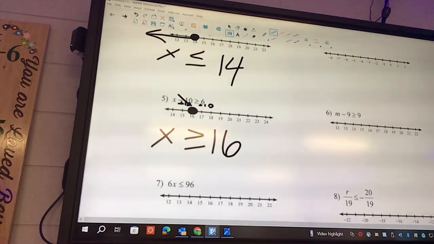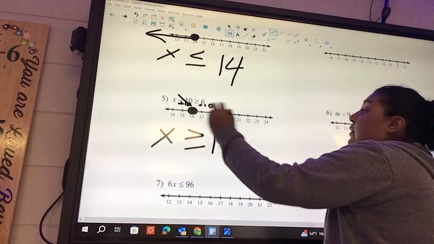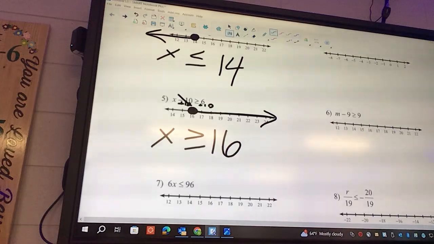Is the alligator mouth eating the X or the number? He's eating the X. So that means bigger than. So which way am I going to go? I need the 14, 15 or the 17, 18, 19, 20? 17, 18, 19, 20.